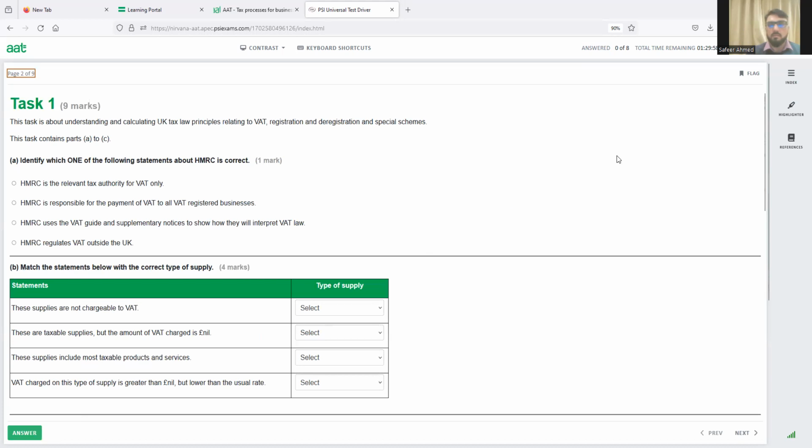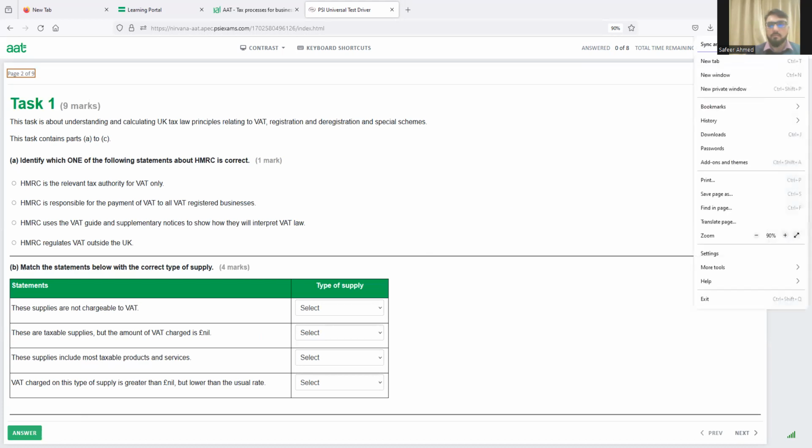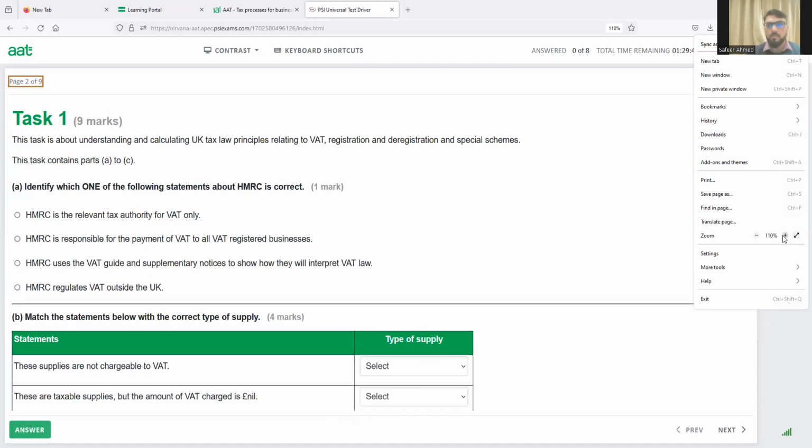So this is the first task. Okay, I'm just trying to make it slightly bigger so you can see it fully.